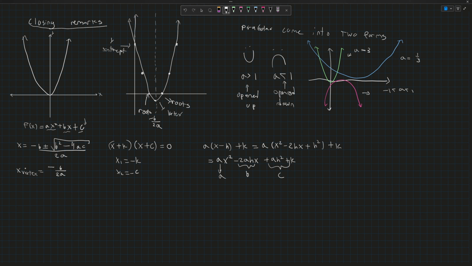And based on this a value, we could actually detail many things about the parabola. If a is greater than 1, but not equal to 1, it becomes narrower. But if a is, for example, less than 1 but greater than 0, we could say that the parabola becomes wider.